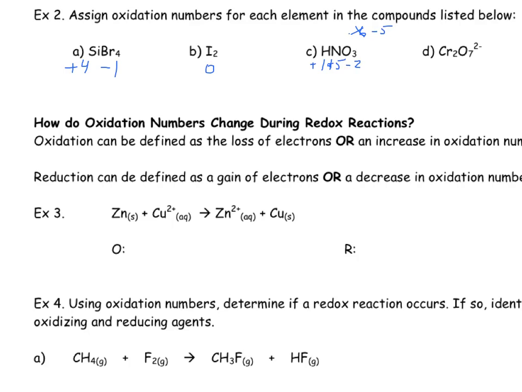Cr2O7 2-. Each oxygen is a -2. I have 7 of them, so that's a -14. But because the charge is a 2-, I need to leave 2, which means I have a -12. That is spread over 2 chromium atoms. So 12 divided by 2, each chromium will be a +6.